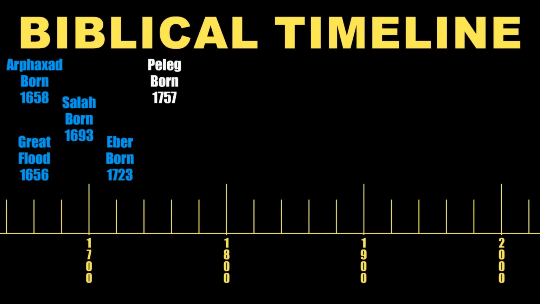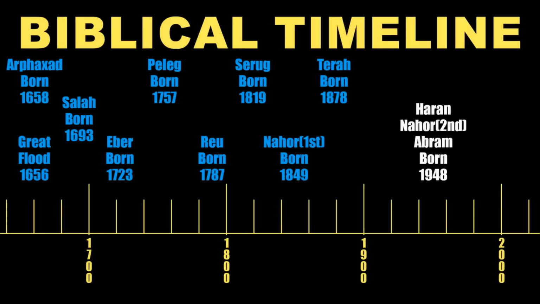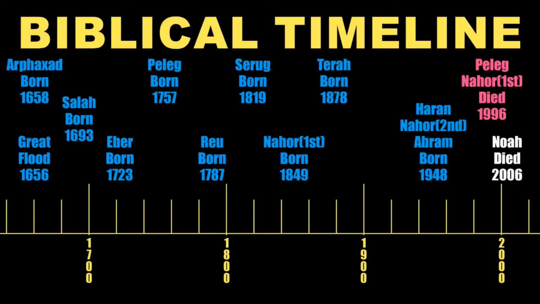This is the important descendant line from Shem, the last son to stay true and follow Yahweh. We get to the birth of Abram here. This is Abraham before his name change. Then we come to a couple deaths, Peleg and Nahor the first. Then we finish this section off by showing Noah's death in 2006, that is years after creation.